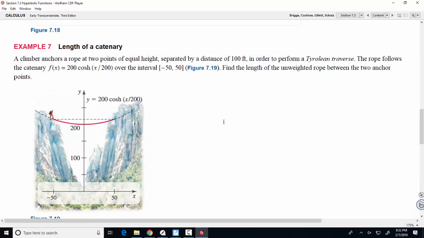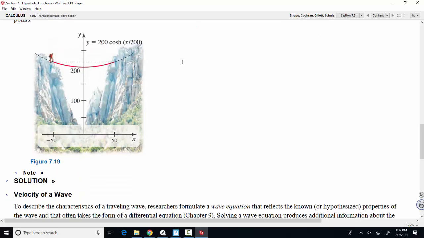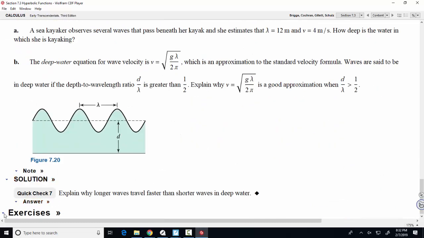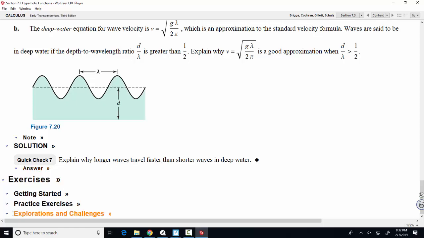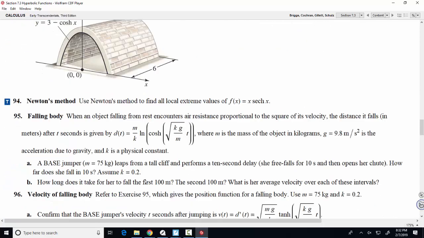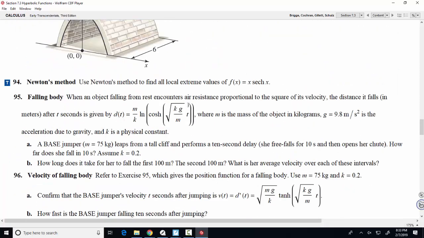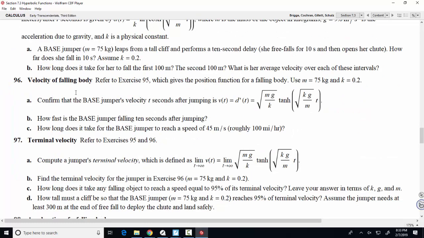And then we can get into measuring the length of a catenary, where we'd use arc length with this function here. And we know how to integrate these. So then we can start looking at arc length, surface area, all of that stuff. Here's the velocity of an ocean wave problem. And then there's more in the exercises, probably under explorations and challenges. A falling body modeled here. Here, terminal velocity modeled here.